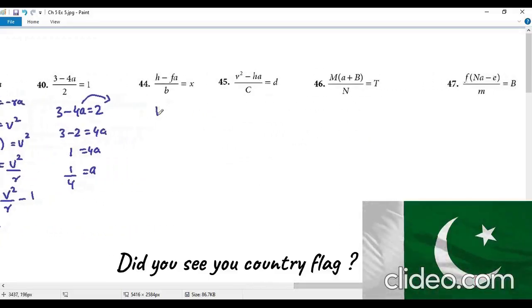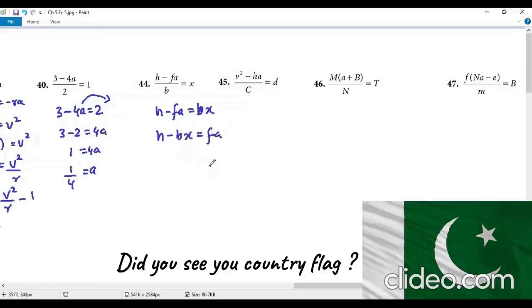When it comes to question number 44, it's going to be h minus fa equals bx, and h minus bx equals fa. A is going to stay there, h minus bx over f.